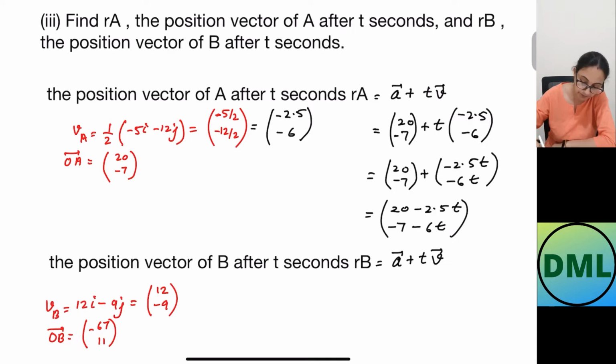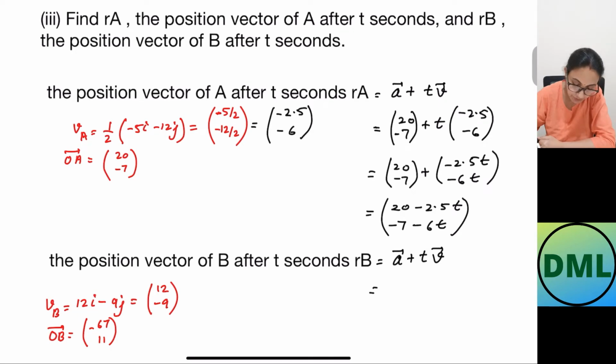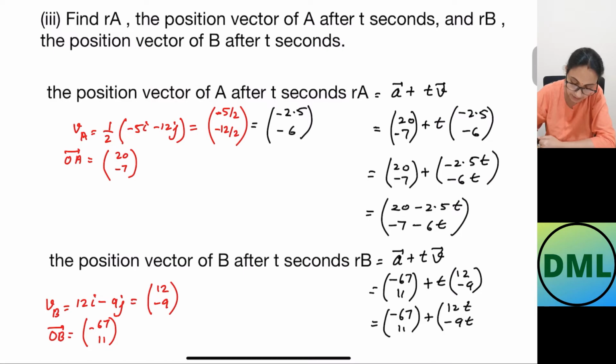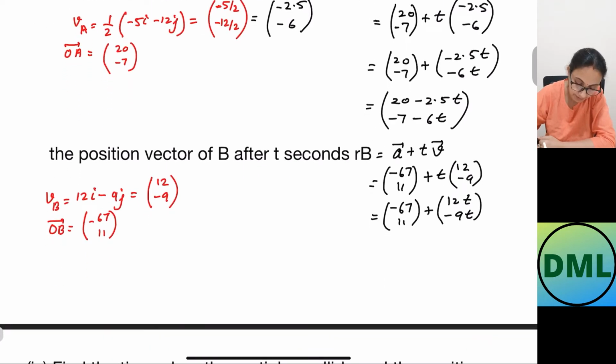Let's substitute the value here. The initial position of B is minus 67, 11, plus t times the velocity vector 12, minus 9. So that will be equal to minus 67, 11, plus 12t, minus 9t. So if I add it, that will be equal to minus 67 plus 12t, 11 minus 9t.